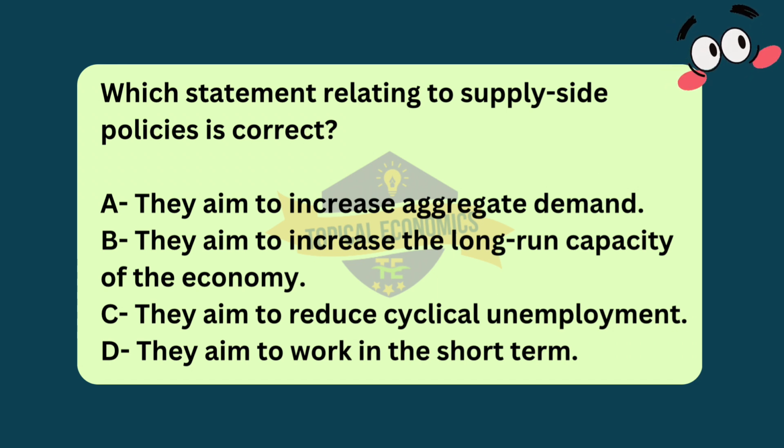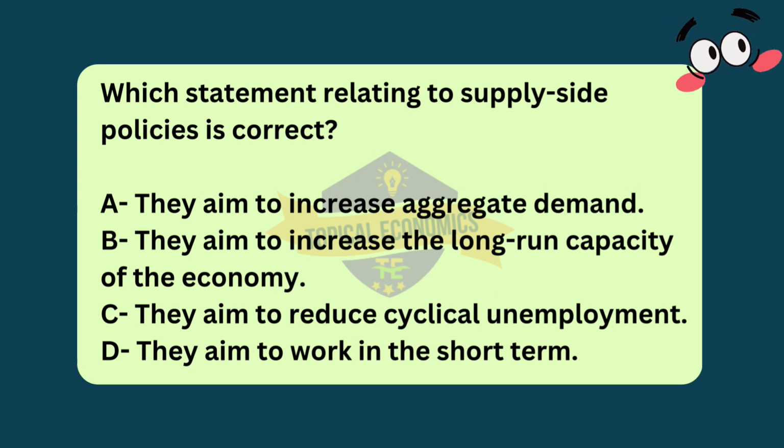Which statement relating to supply-side policies is correct? A. They aim to increase aggregate demand. B. They aim to increase the long-run capacity of the economy. C. They aim to reduce cyclical unemployment. D. They aim to work in the short term. Reference, 2021 October, November, version 3.